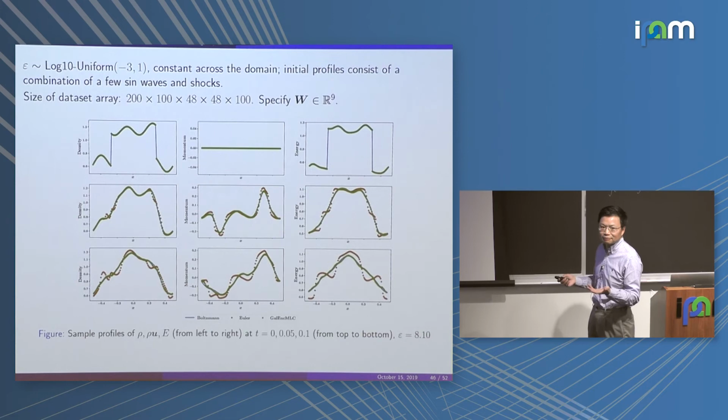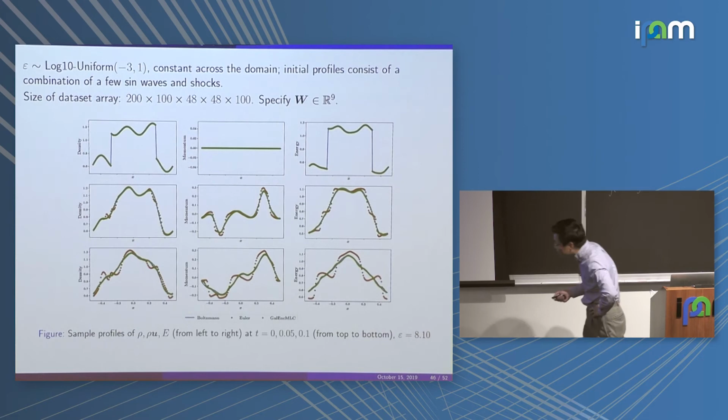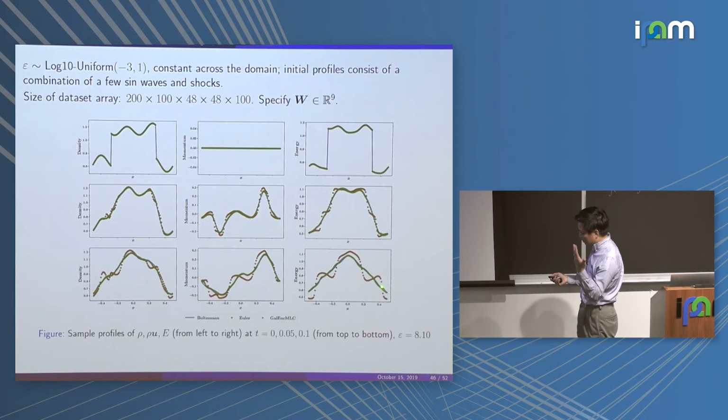So these would be results of density, energy, momentum, at the initial condition, a later time, and an even later time. And then there are three curves here. The orange curve is what you get if you solve the moment equations directly, and you know it's not going to be very good. The green curve is the machine learning based moment generator model. The epsilon value here is 8.1, not small. And then there's a blue curve, which is the solution to the Boltzmann equation.